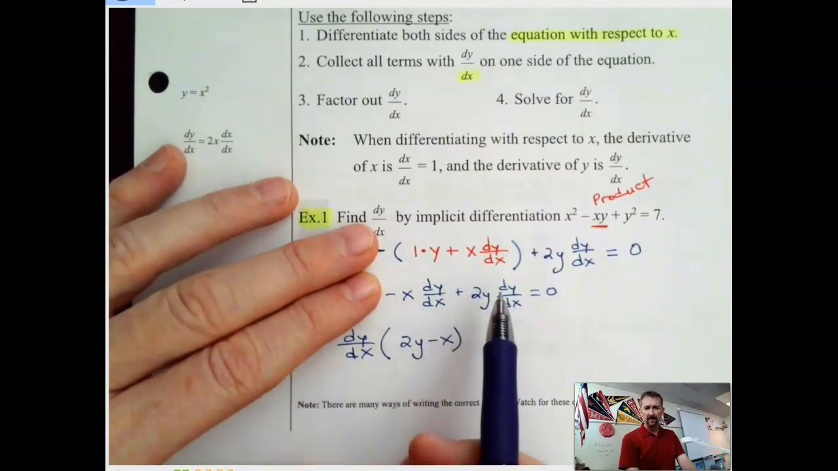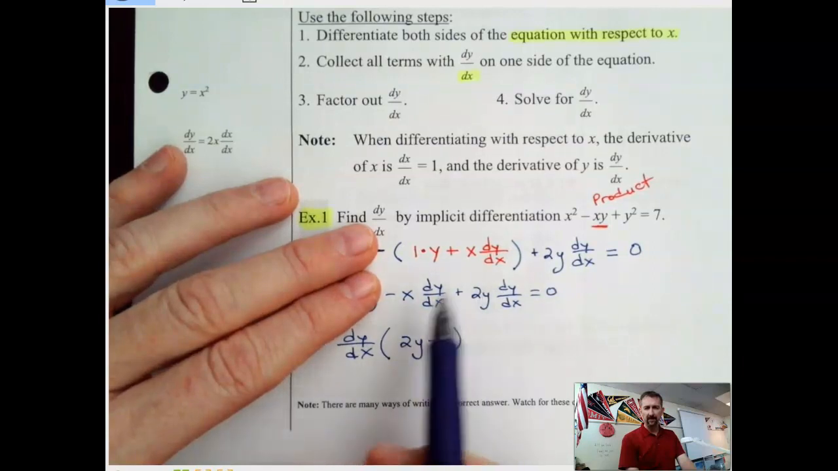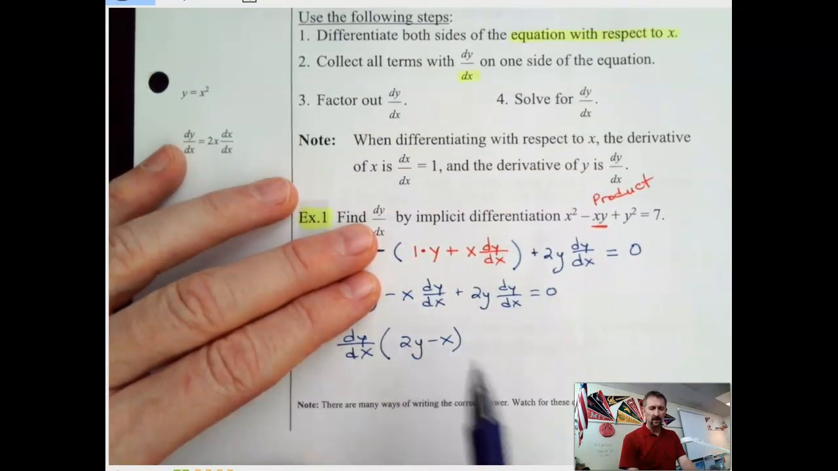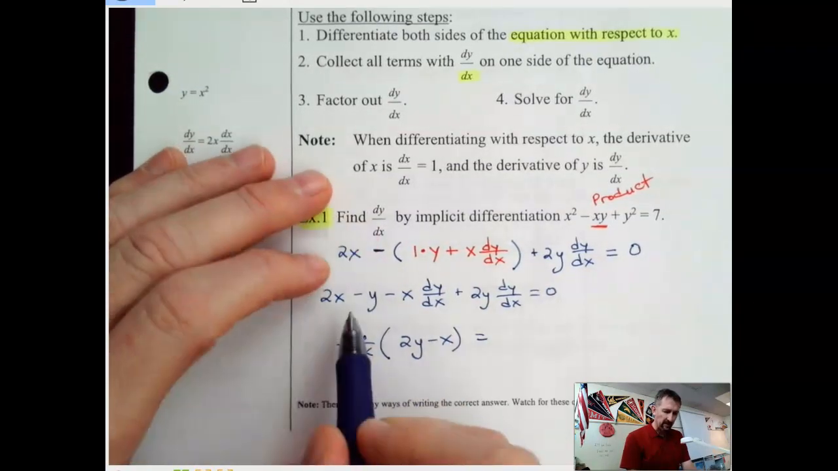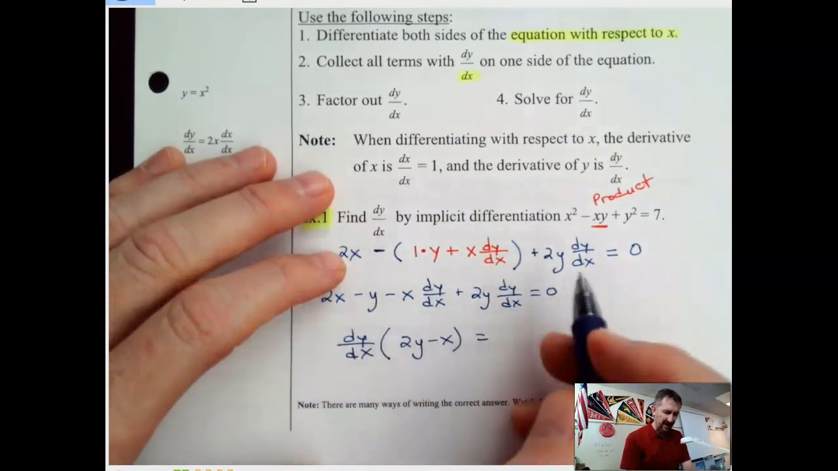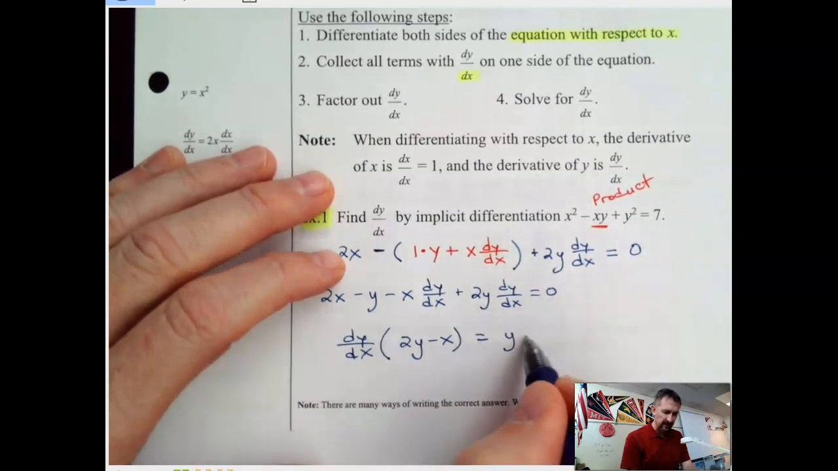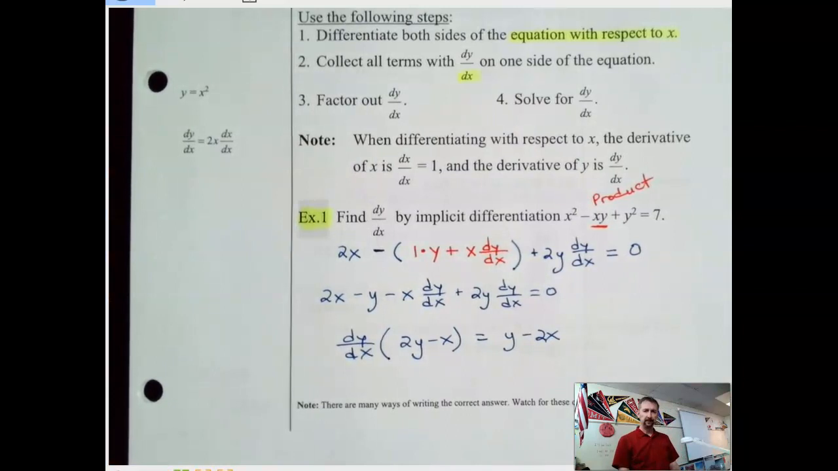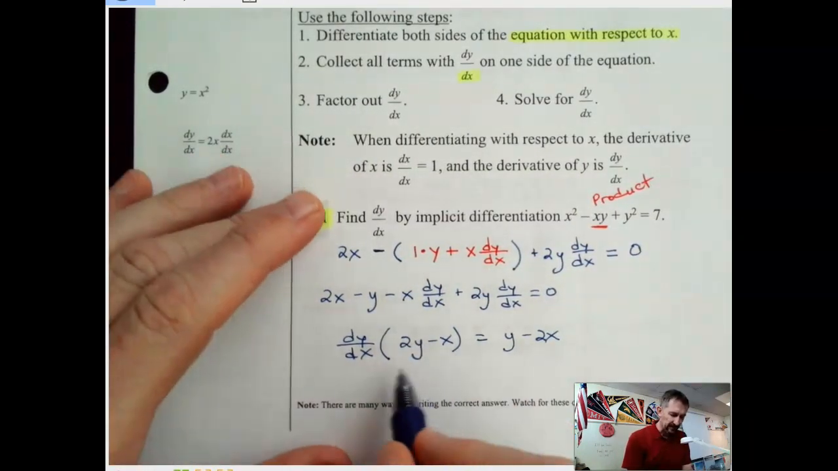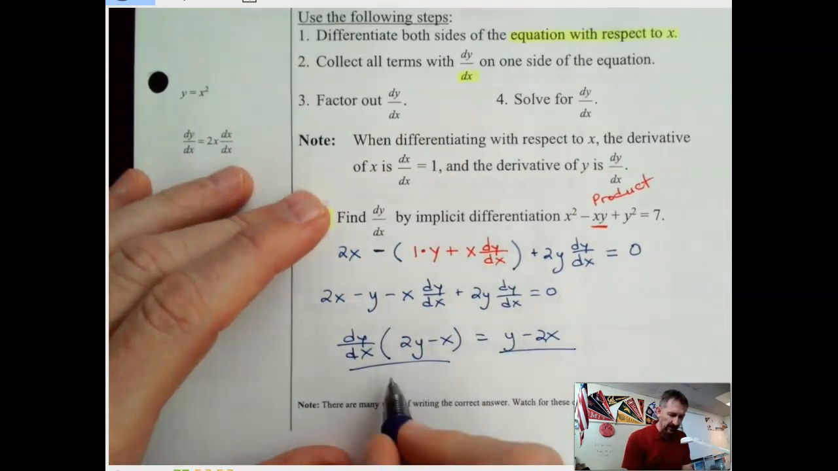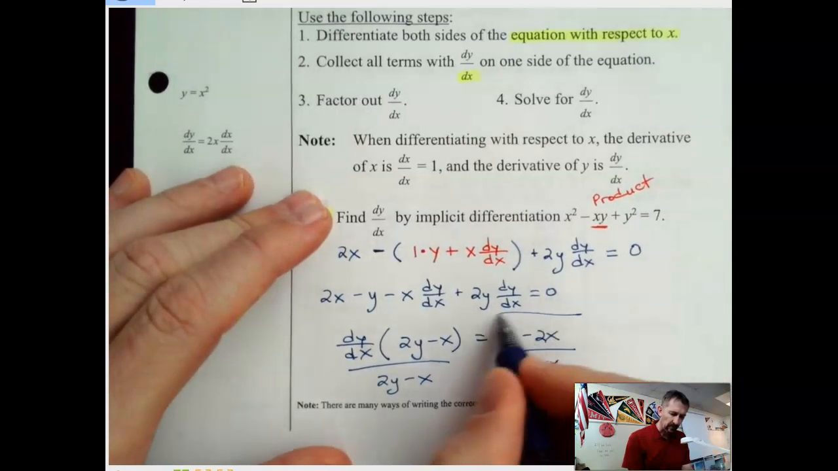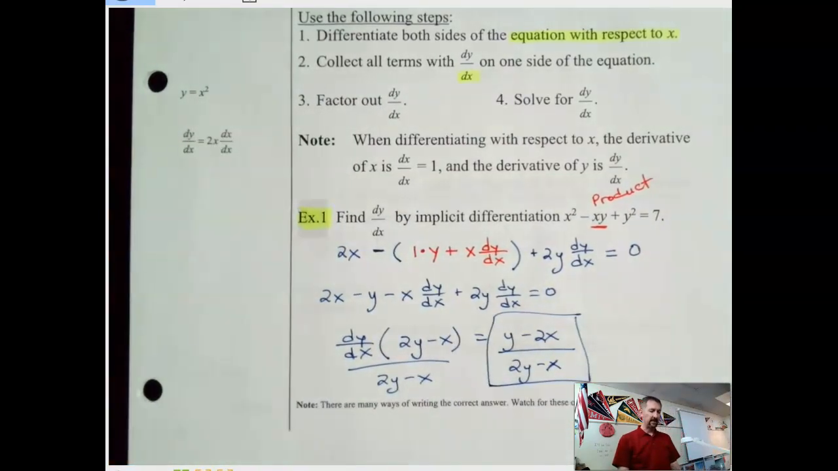Okay, so I'm factoring out that dy dx, and I'm flip-flopping these two because I don't want that negative out in front. Then I'm taking these to the other side. So I'm going to add y to both sides, and I'm going to subtract 2x from both sides. All right? So that was about 3 steps at one time, but now I'm going to divide both sides by 2y minus x. And that would be dy dx.